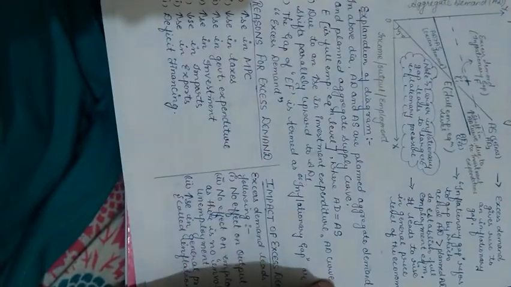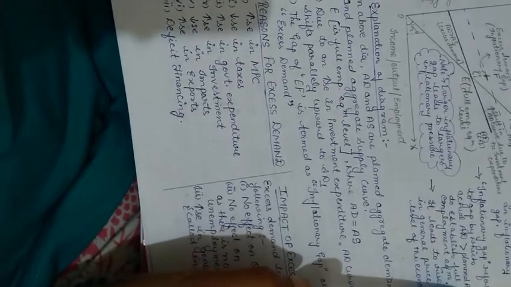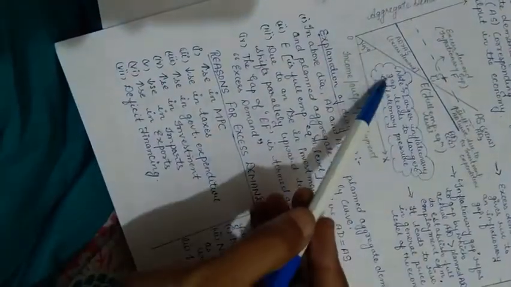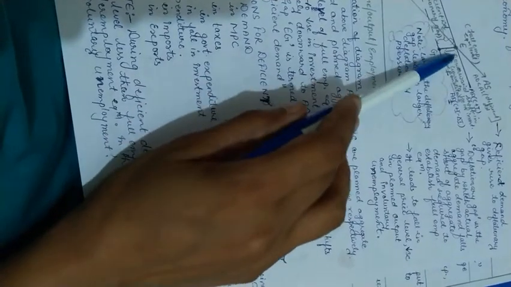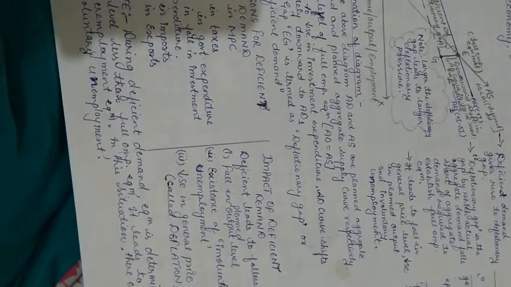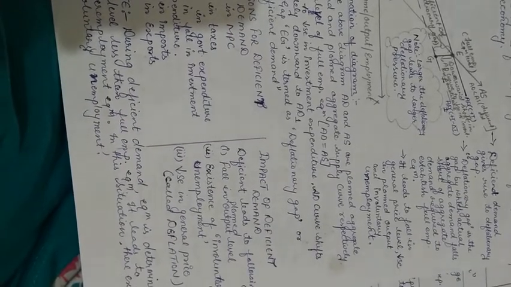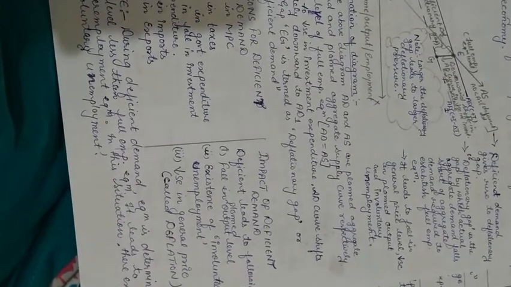Let's see back again once, that it is your actual AD, it is your planned AD, and as much as this gap will be, your inflationary pressure will be more. And here you see, as this gap will be larger, you will have large deflationary gaps. So it should not be there. If it is, it should be very minimum, because if it is minimum, it will be very easy for us to correct this.